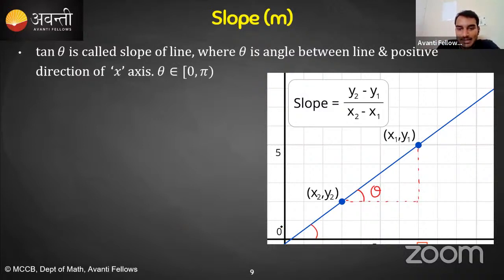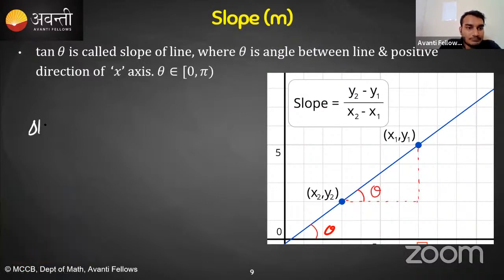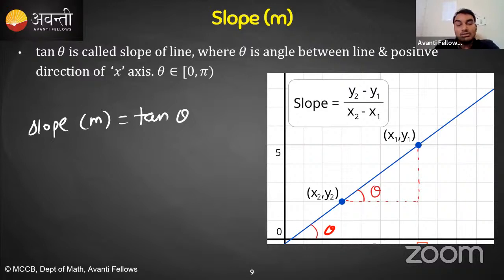So let's say my line is making theta angle with the positive x-axis. Then what will the slope be? The slope is denoted with the symbol m, which is nothing but tan of this angle, tan theta. Clear, everyone? So now the point is, how do you find the slope? Let's say this blue line is a line. It has 2 points, x1 comma y1 and x2 comma y2, right?